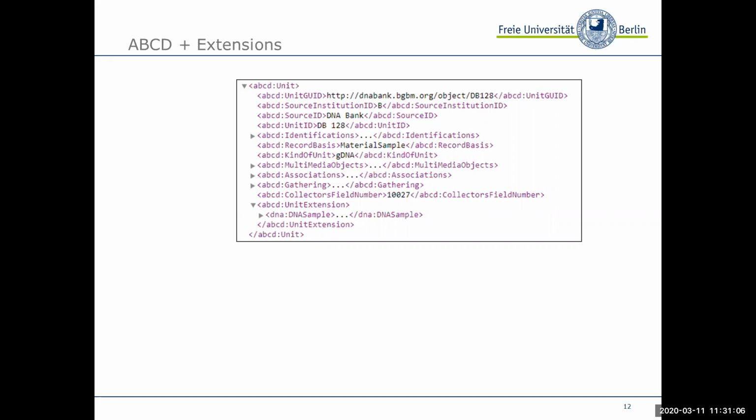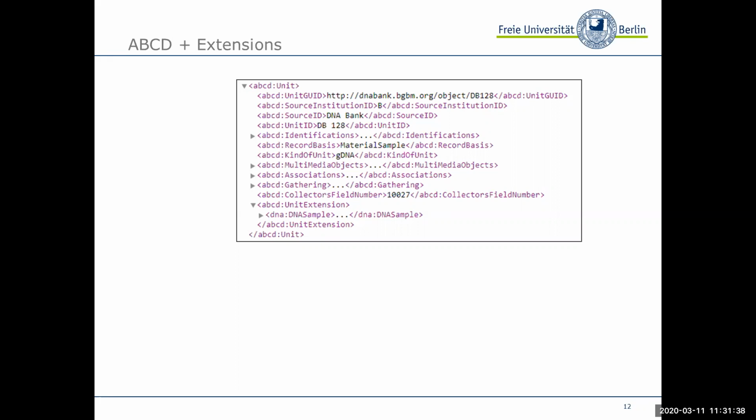The identification, for example, is collapsed because it's a huge subtree. The same is true for the multimedia objects. And the small triangle to the left means that under these elements, you have whole subtrees with the data items. In this case, as you can tell from the record basis, the specimen is a DNA sample or material sample.